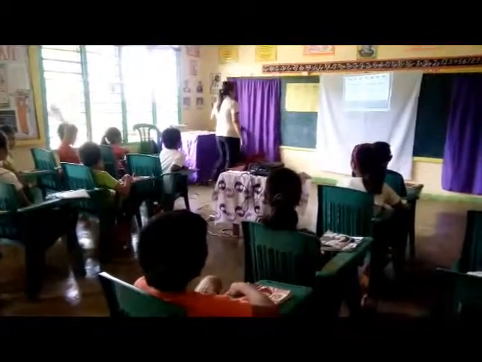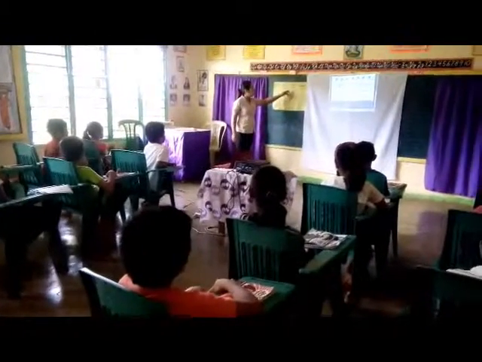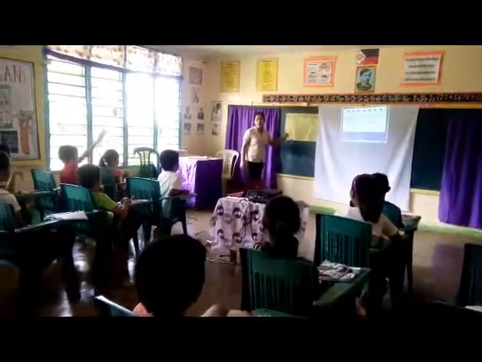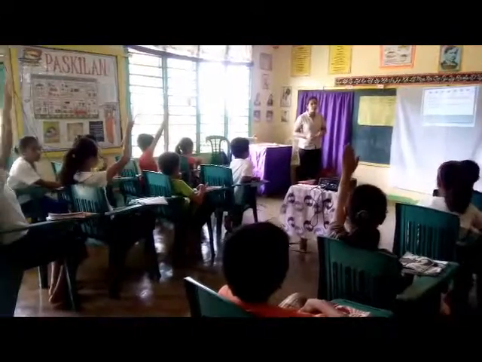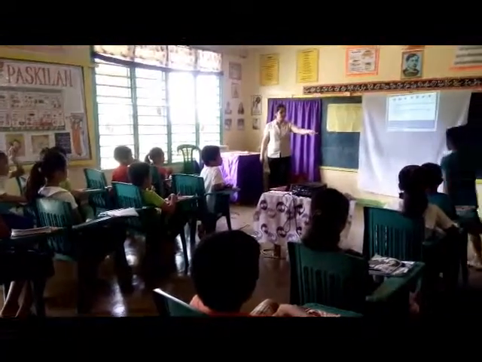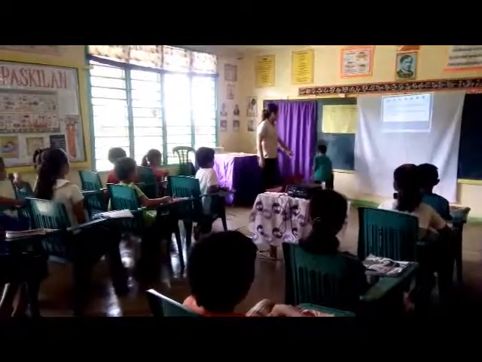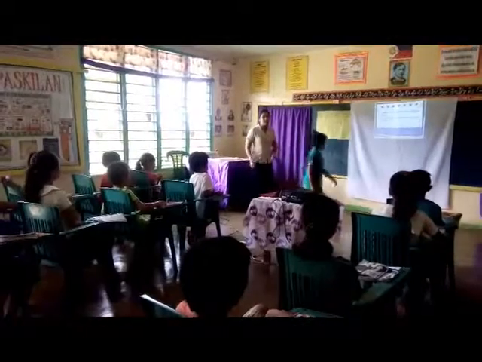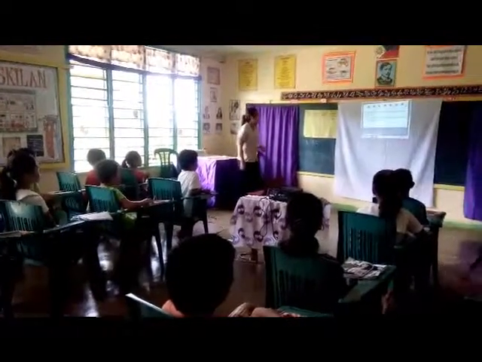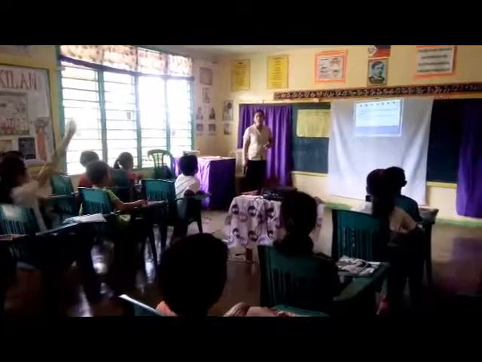Now, let us try this. The ratio of the number of boys to the number of girls in row 1. Who will answer on the board? Yes, EJ. You're right. Okay, is it correct? Yes. So, next, how about in colon form? Who will try to answer?